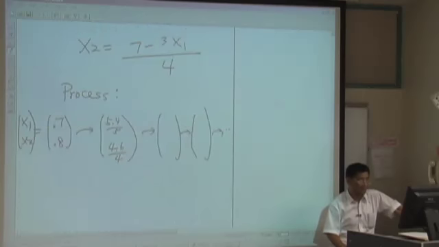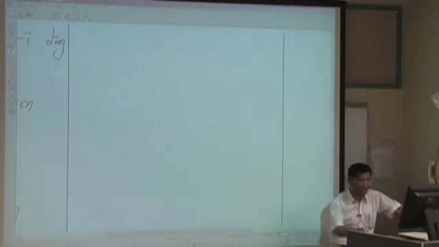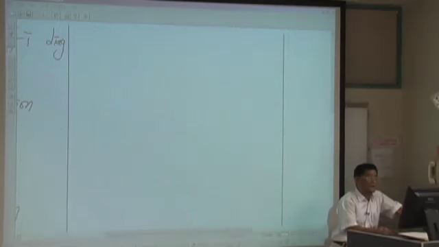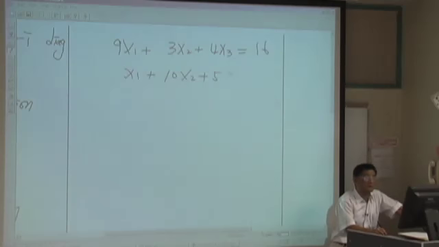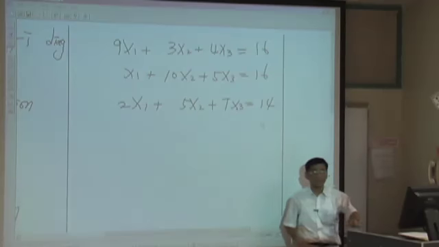What about the 3 by 3 case? I will pick some other case. 9x1 plus 3x2 plus 4x3 equals 16, right? And x1 plus 10x2 plus 5x3 equals 16, right? And then 2x1 plus 5x2 plus 7x3 equals 14, right? So we want to solve this case.